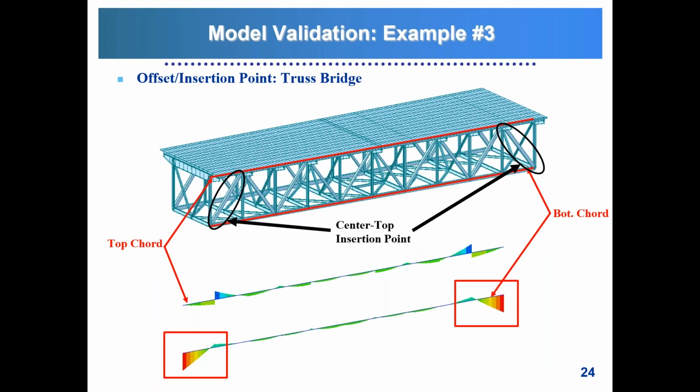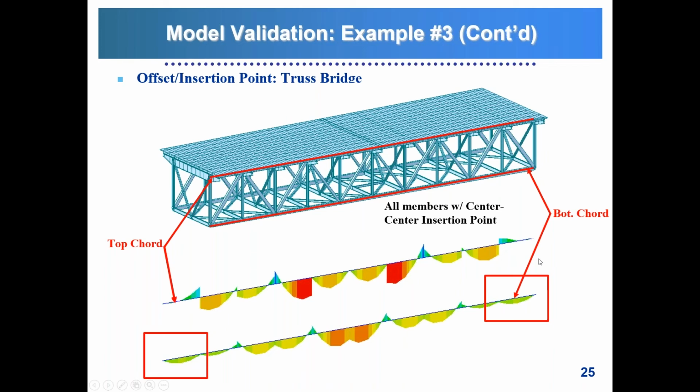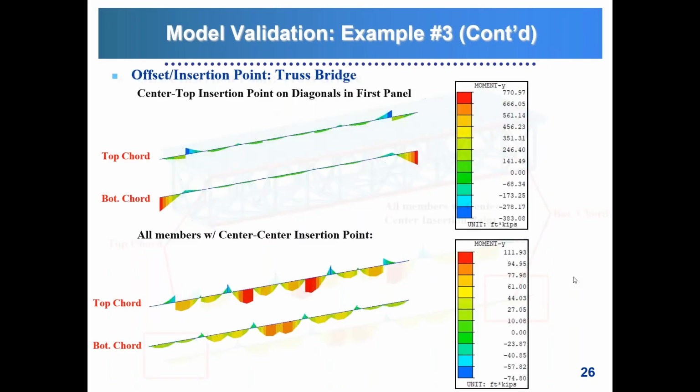And because of that, that was essentially causing the whole structure to behave improperly. So once we noticed that, we changed the insertion point of those two diagonals to the center, and immediately we ended up getting much more intuitive member forces. So here I'm just showing the difference in member forces from one model versus the other one.